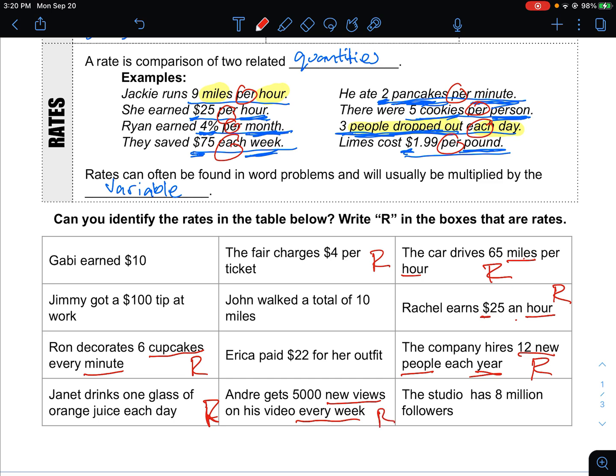The studio has 8 million followers. Is that a rate? No, it doesn't say anything about whether that's going up or going down. So that is not a rate. Normally rates can convey some kind of change in the numbers, like an increase or a decrease, but the studio has 8 million followers, it doesn't tell you whether that is growing or shrinking. Whereas $4 per ticket, the more tickets you buy, the more it costs. 65 miles per hour, 65 miles every hour, it changes.